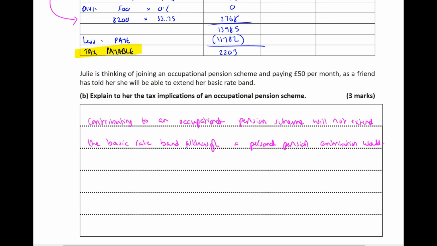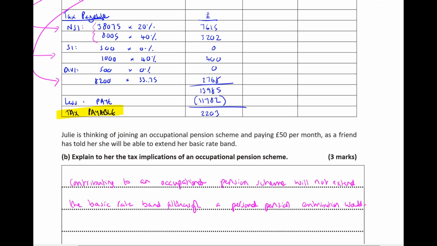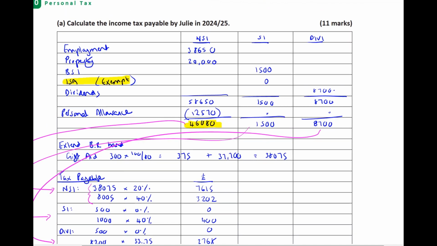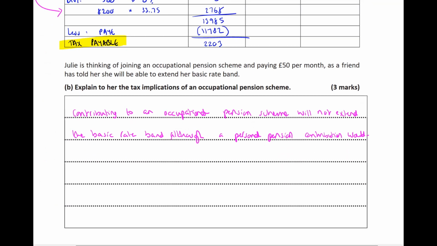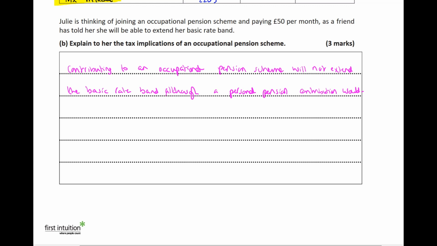So how do we deal with the occupational pension scheme then? How would this question have looked different if we did have an occupational scheme? What would have actually happened is underneath where we have our gross employment income, we would have deducted the contributions into the occupational scheme at that point. So we would use them to reduce the income and therefore reduce the amount of tax that you would need to pay. So they still get tax relief, just in a different way.